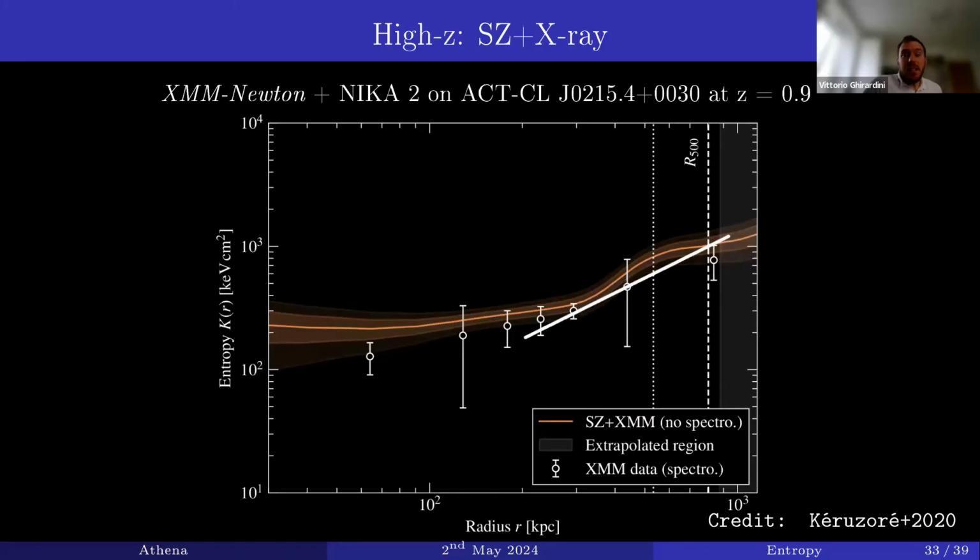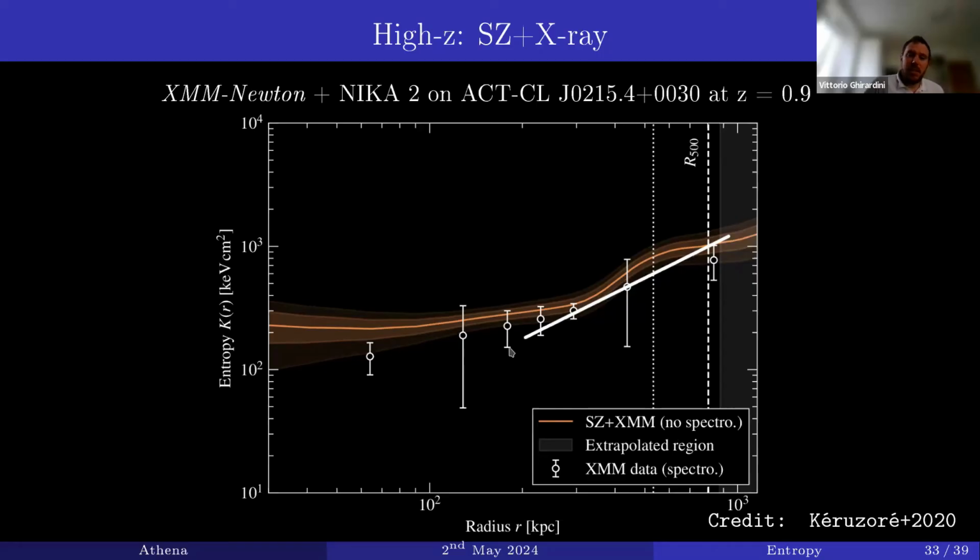And recently, thanks to NIKA2 and other more precise, high-resolution SZ instruments, it was possible to measure the entropy profile out to very large radii by combining with X-ray, similar to how we did in X-COP by combining XMM-Newton and Planck. Here it was a combination of XMM-Newton and NIKA2. And the white line that you see here is where the prediction from the self-similar model is.